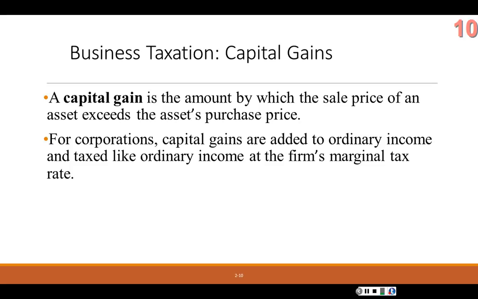So for example, you as a company purchase some manufacturing equipment for $100,000. 10 years later, you sell it for $105,000. That $5,000 increase is capital gains. For corporations, these capital gains are added to ordinary income and are taxed just like ordinary income at the marginal tax rate.